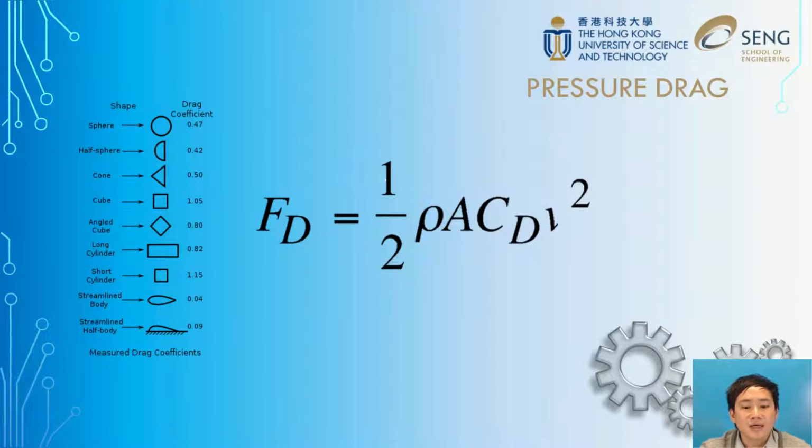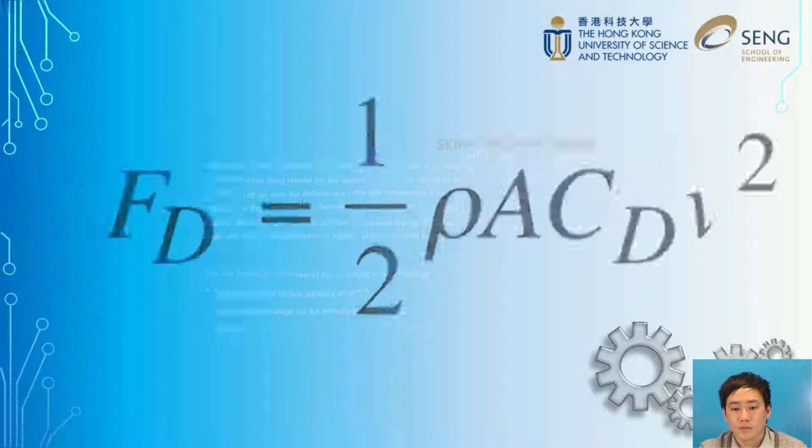So in the calculation of pressure drag, we have to look at the shape of the object. If the object has a very streamlined body shape, then the drag coefficient is a lot smaller. In the case of the airship, you are probably using spherical balloons, and the drag coefficient is relatively large, which suggests that in the design of the airship, you have to take this pressure drag into consideration.